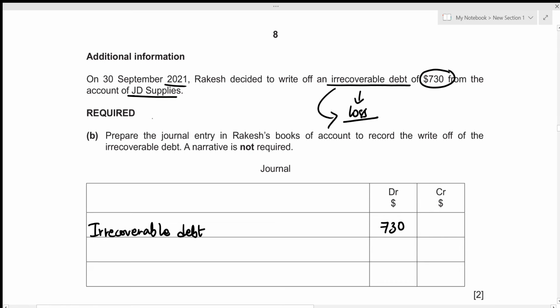And the party giving rise to this irrecoverable debt is JD Supplies. And this is the account that we record on the credit side of the journal entry. So that's JD Supplies. And they are giving rise to irrecoverable debt amounting to 730. Okay, this concludes our second part of this question.